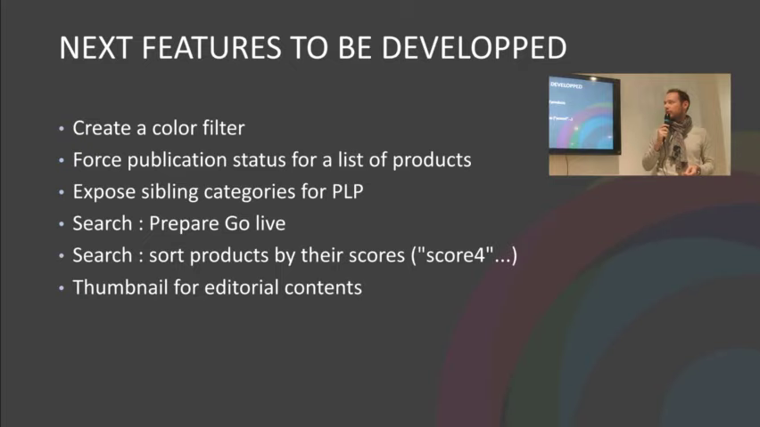To be able to sort the products by their scores with the search: we still configure something at global level, and we just want the search to be more consistent with all the configuration, taking into account what we define as a global score. And of course the thumbnail for editorial contents, to enable us to mesh editorials into families. So that makes sense.